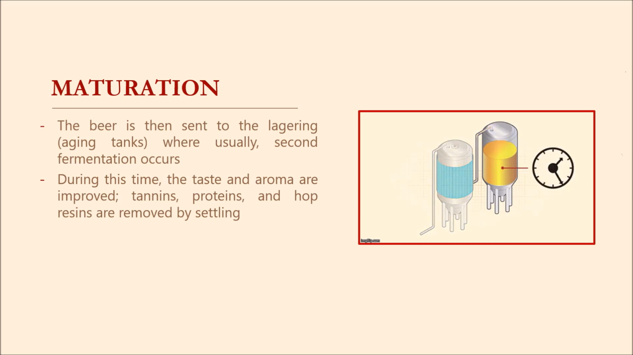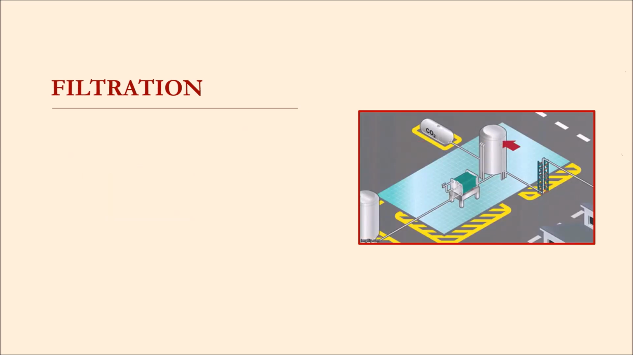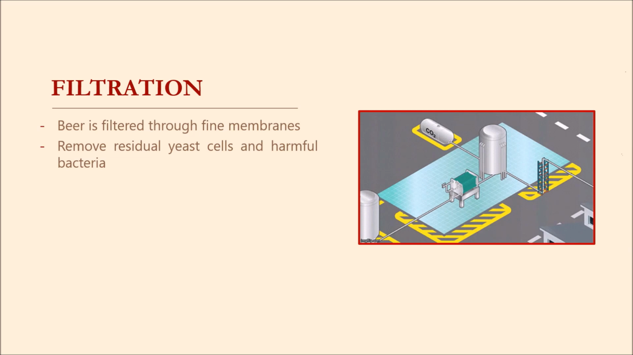Lagering consists of storing at 0 to 2 degrees Celsius for up to 4 months. During this time, the taste and aroma are improved and tannins, proteins, and hop resins are removed by settling. Highly hopped beers require more lagering time than beers containing less hops. After maturation, draft beer is filtered through fine membranes, usually by ultrafiltration, which remove residual yeast cells, harmful bacteria, and other impurities.